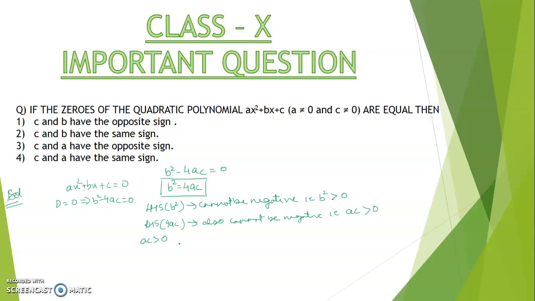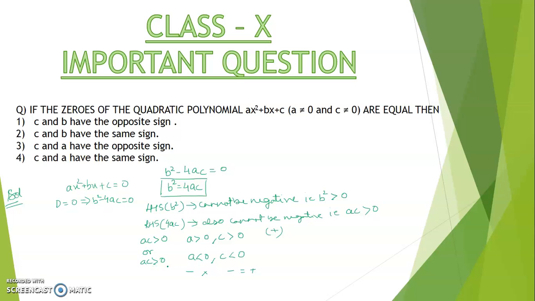ac greater than 0 means a will be greater than 0 and c will be greater than 0, then we multiply, only then they will be greater than 0. Or another condition is, if ac is greater than 0, then a has to be less than 0 and c has to be less than 0, because when a is less than 0 it is negative, when c is less than 0 it is negative, and negative into negative is equal to positive. So ac greater than 0 means a and c greater than 0. When a and c are greater than 0, what is the sign? Positive, same sign, right?